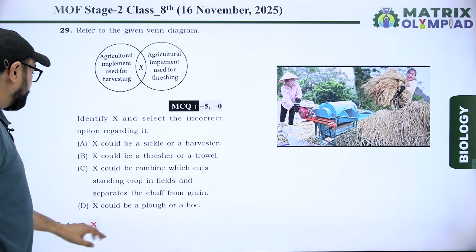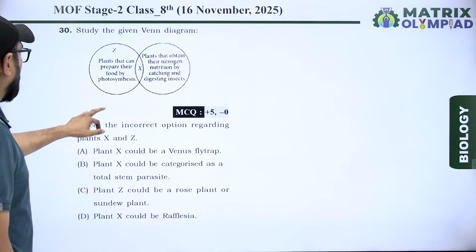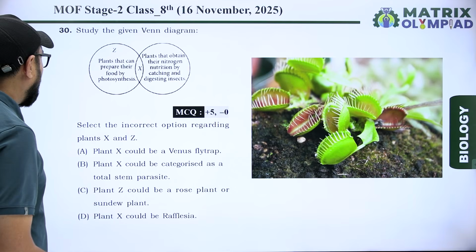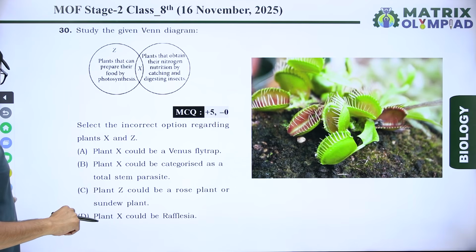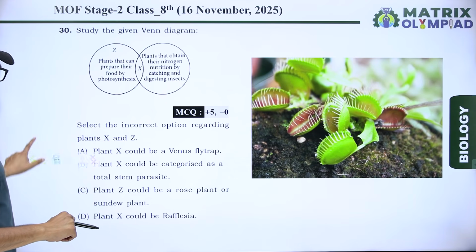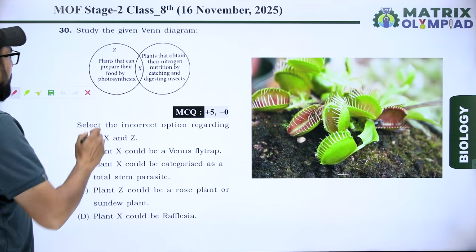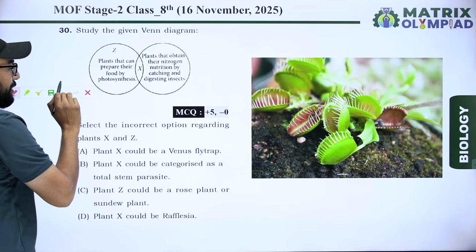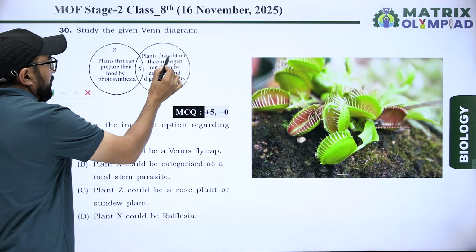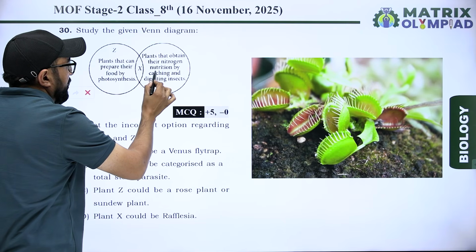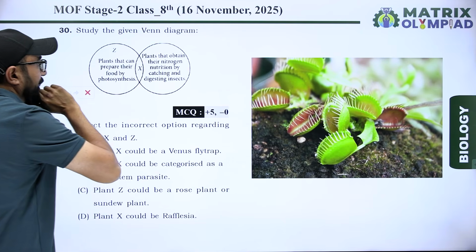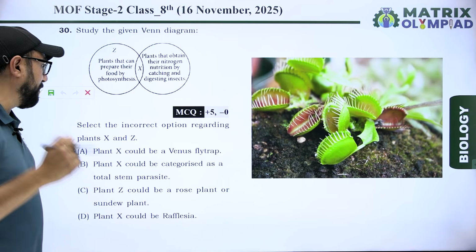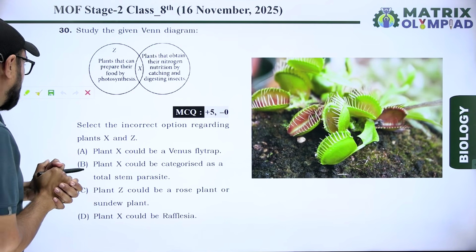Next question is, select the incorrect option regarding X and Z. X and Z are plants. It means Z plant can prepare their food by photosynthesis, and a plant that obtains its nitrogen by catching and digesting insects. It means insectivorous plant. So incorrect.